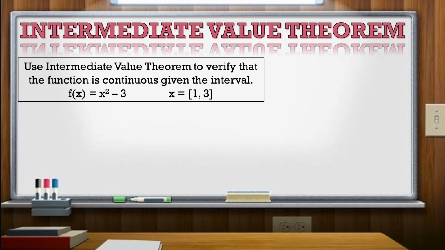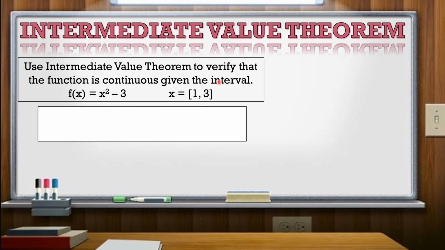Another example. Use intermediate value theorem to verify that the function is continuous given the interval. So dito gagamit tayo ng table of values. So we have here a function f of x is equal to x squared minus 3 at the given interval, which is at 1, 3. So ibig sabihin yung mga values ng x natin are 1, 2, and 3. Kasama po si 1 at saka si 3.